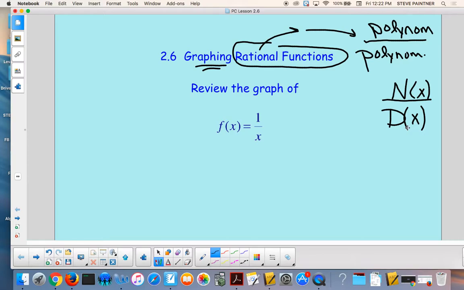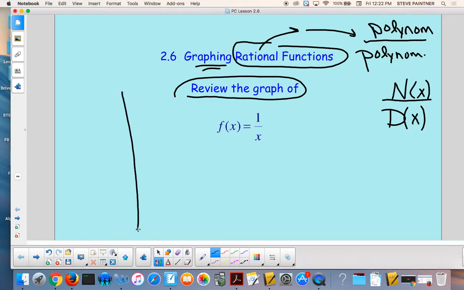Then they say, okay, well, let's just look at what we're talking about. This is just a big review of the graph 1 over x. 1 over x was one of your parent functions back in chapter 1. I did ask period 4, do you guys remember it? It's the reciprocal function.